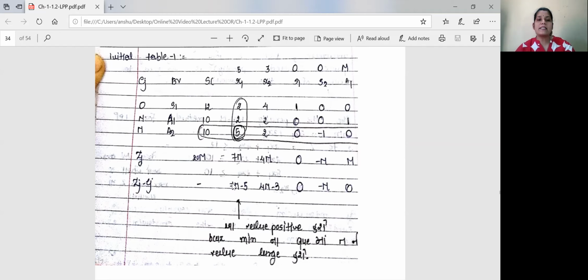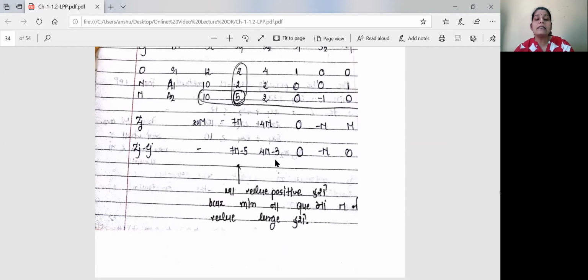So our next step is Zj minus Cj. This is our Zj row and these are our Cj values. So 7M minus 5, Zj minus Cj, 4M minus 3, 0 minus 0, minus M minus 0 is minus M, and plus M minus M is 0. And according to this we find the A2 column.